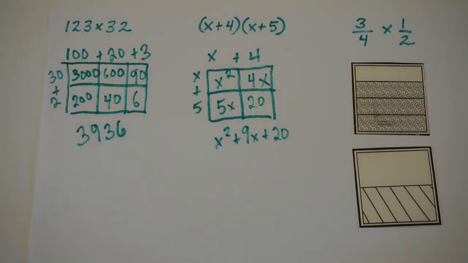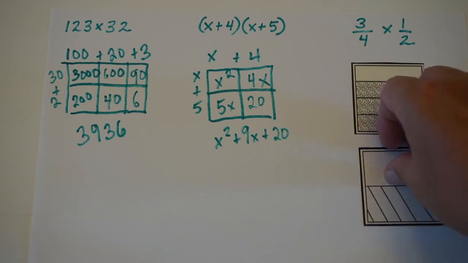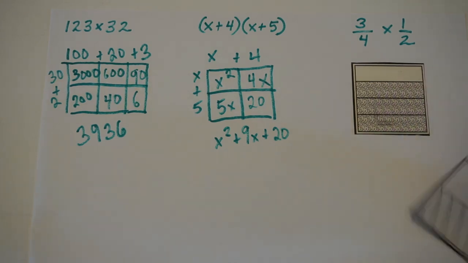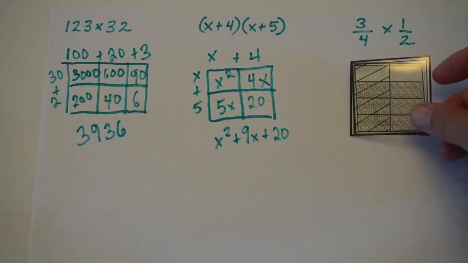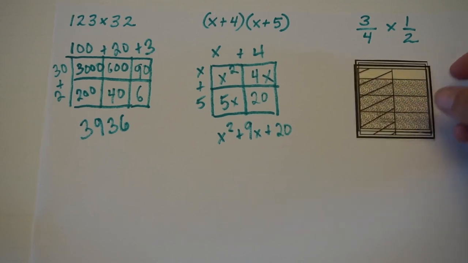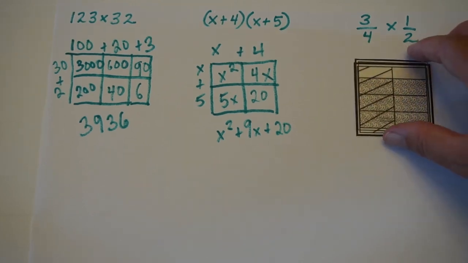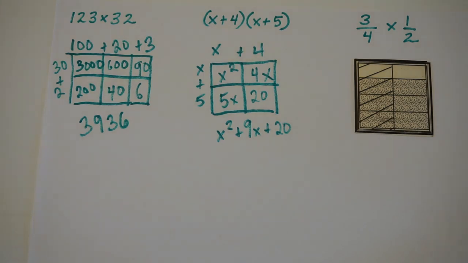And what we do is we create one single rectangle, in this case a special kind of rectangle known as a square, and we lay one over the other, so one is horizontal and one is vertical. It is the case that 3/4 times 1/2 is 3/8. Our rule for multiplying fractions is top times top, bottom times bottom. And so let's see here if that matches.